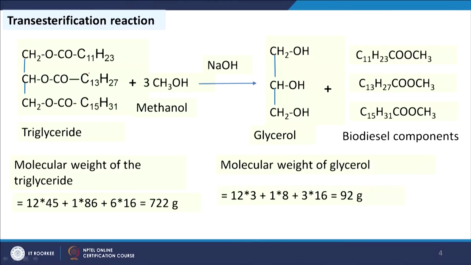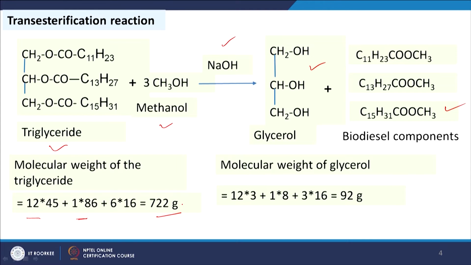So, this is the scheme. A triglyceride reacts with methanol in presence of NaOH and then it gives glycerol plus 3 methyl esters of 3 different acids. So, now the molecular weight of the triglyceride which is given here is equal to 12 into 45 (45 C), plus 1 into 86 (86 hydrogen), plus 16 into 6 (6 oxygen). So, we are getting 722 gram. This is the molecular weight of triglyceride.